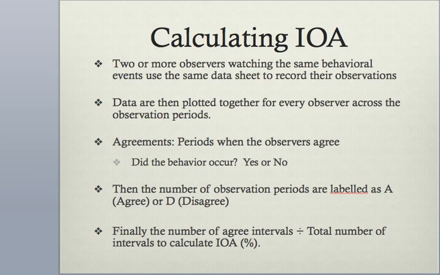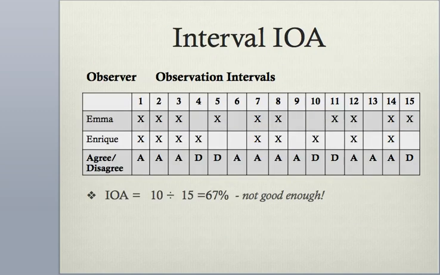So under those circumstances where we say, did the behavior occur in this particular interval or at this particular time, the answer is either yes or no. We then look to see whether or not the different observers agree on whether or not the behavior occurred. We then take the number of observation periods, labeled as either periods in which they agree or periods in which they disagree. And then finally, we calculate the number of agreed intervals divided by the total number of intervals to get the percent agreement. So let me give you an example.